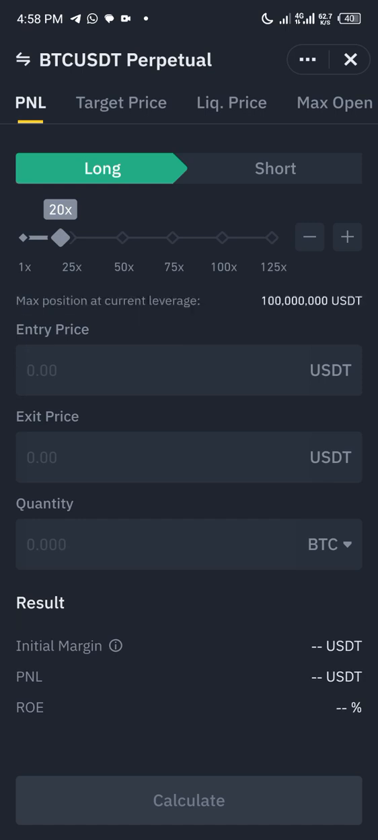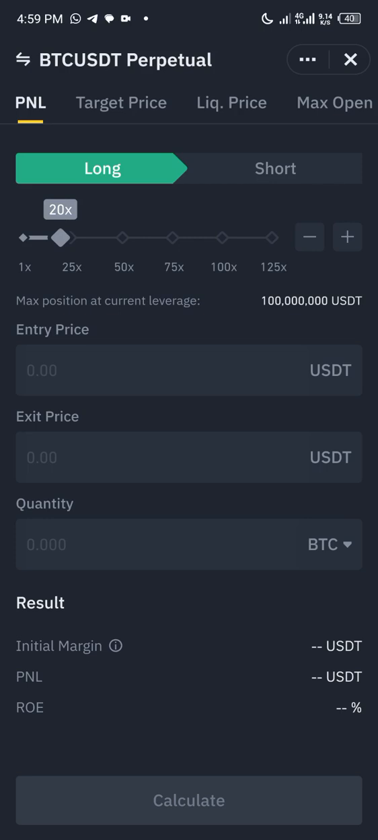Okay, the first one is the P&L, which is the profit and loss. Trading has to do with profit and loss, right? So it's either you gain or you lose. So let me explain how you're going to use this function. We are in the calculator function in this futures trading, right? So how do you now use this calculator option?